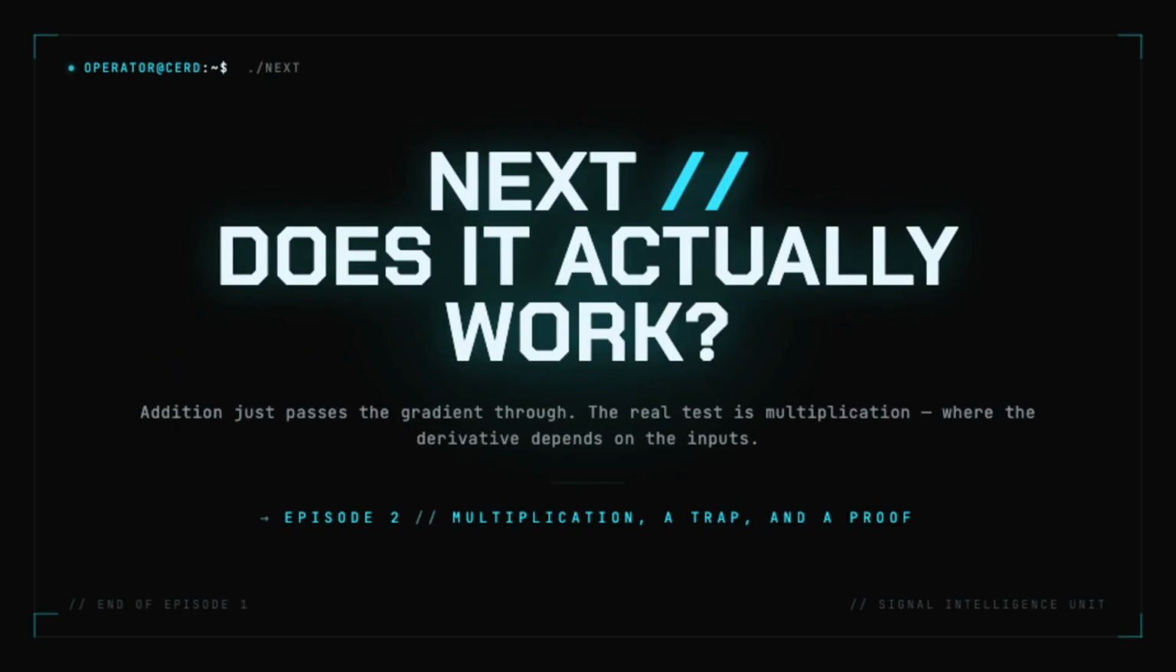We did it. So this is actually easy mode. This was addition, which just hands the gradient straight through, no change. The real test is going to be multiplication, where the gradient of one input depends on the other one, and then how do you actually prove the whole thing's right, not just these couple of cases I picked? Well, you'll have to find that out in the next episode.